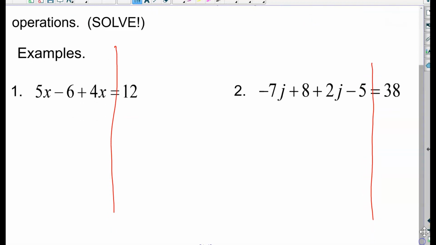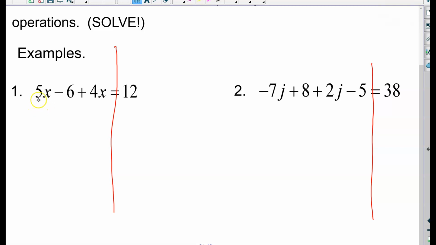The reason I do that is just to remind myself as I'm looking at this that if I'm performing an operation on one side, if I'm undoing something on one side of the equation, I want to undo or perform that same operation on the other side. All right, so our first step is to combine our like terms.